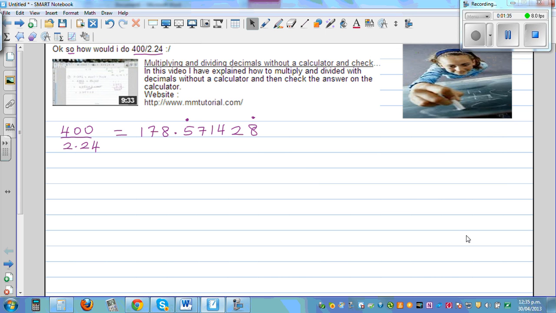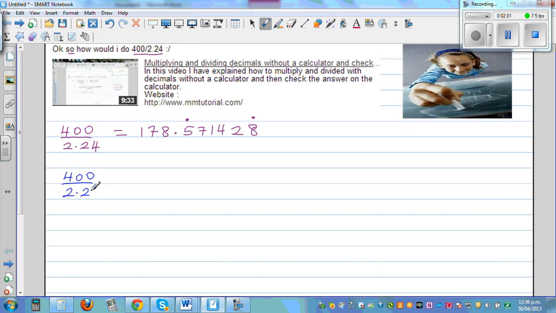So I want to go deeper into this question. I'll show you how you can write this as a fraction, and then how you can change that fraction into this, or how you can change this recurring number into a fraction. Hopefully. So let's start with this question. How will I do 400 divided by 2.24?